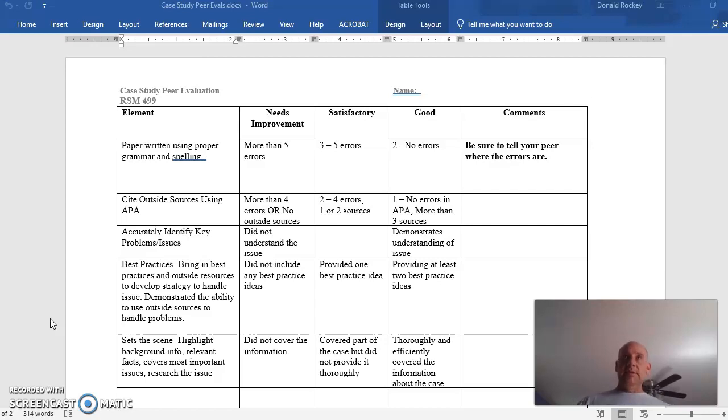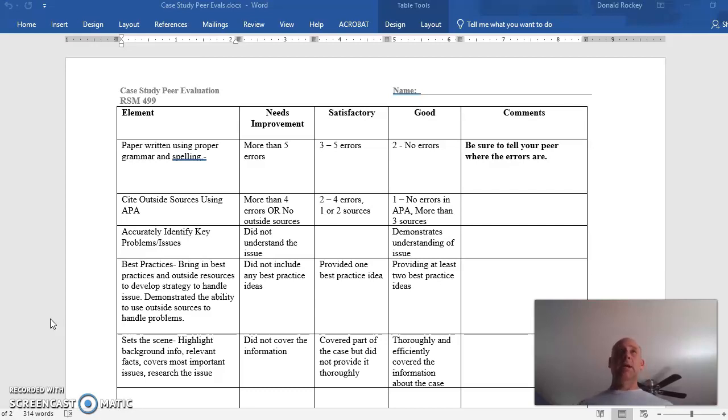Best practices. This is where you take what the readings suggest and what the readings have told you and bring it back in to help you solve the problem. Okay, so I'm going to be looking in there. Do you have those outside resources in there? Have you developed a strategy for how you're going to handle the issue and be able to integrate those outside sources to help you?